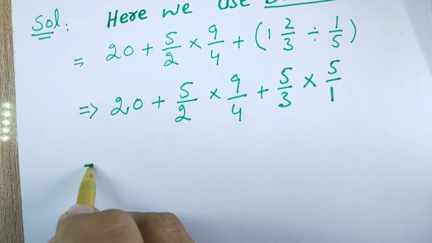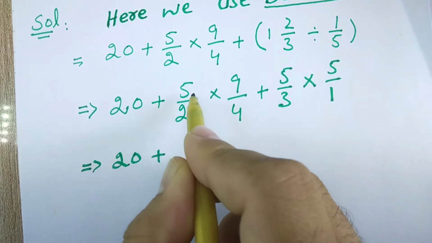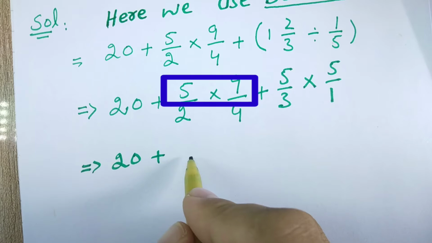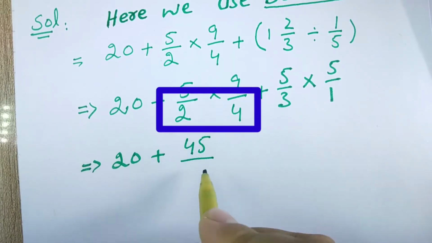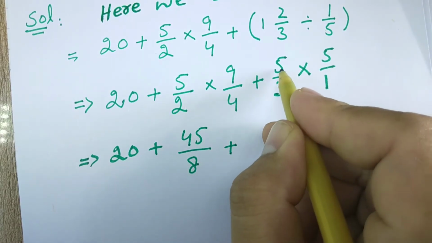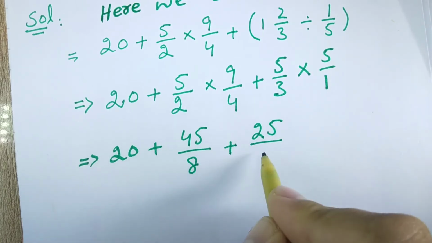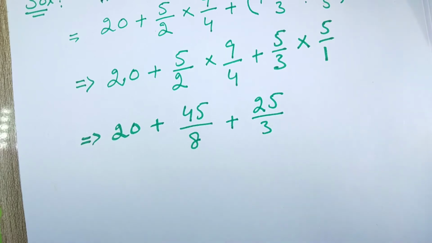Next step is 20 plus 5 multiplied by 9. 5 times 9 is 45. 2 times 4 is 8, plus 5 times 5 is 25. 3 times 1 is 3. Next step, we add these numbers.